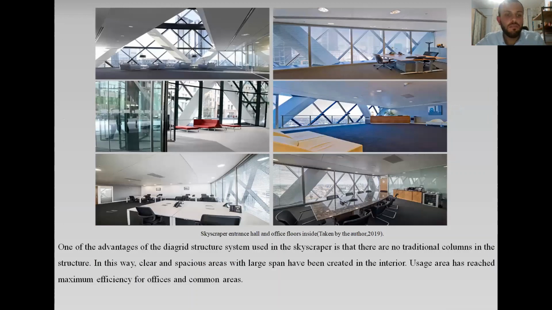One of the advantages of the Diagrid structure system used in the skyscraper is that there are no traditional columns in the structure. In this way, clear and spacious areas with large spans have been created in the interior. Usage area has reached maximum efficiency for offices and common areas. It's column free.